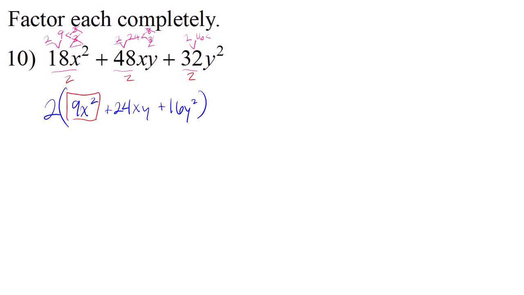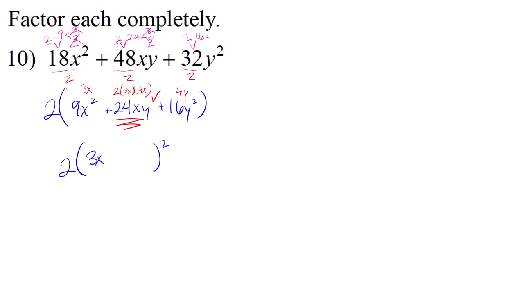We have a perfect square here, right? 9's a perfect square, x squared is a perfect square, and we have a perfect square here, right? So when that happens, if we take the square roots of them, 3x and 4y, and we multiply them together, we get 12xy. And then if we double it, we get 24xy, right? 2 times 3x times 4y. So if we multiply them together and double them, and we end up with that, that means it's a perfect square trinomial. So instead of going through the process of a complex trinomial, this is a shortcut.